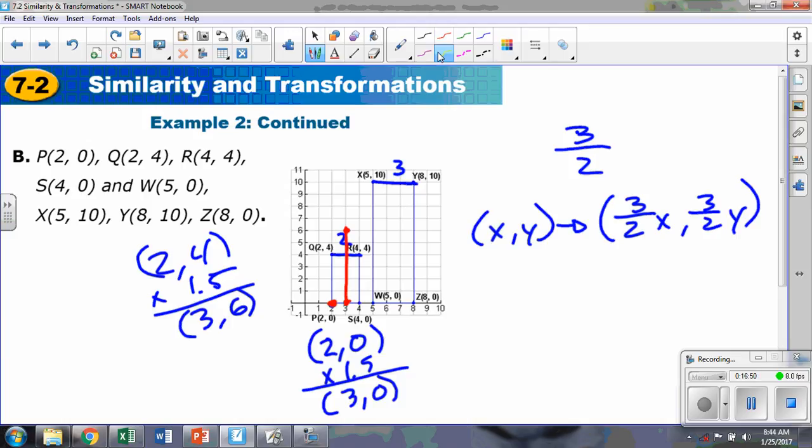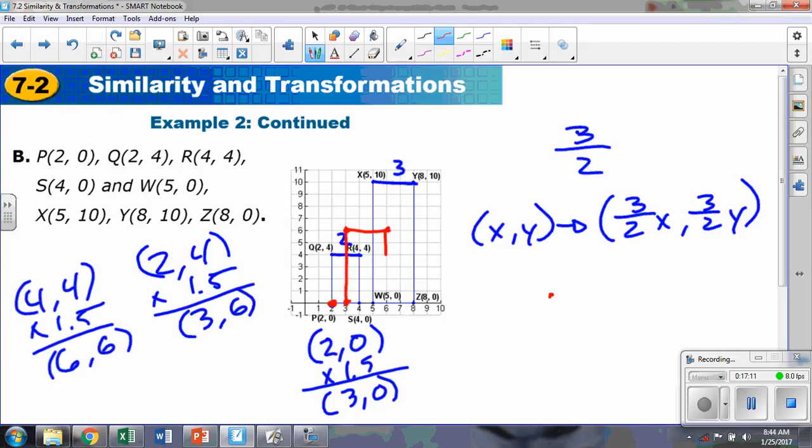Point R, 4, 4. If we multiply it by 1.5, we get 6, 6. So 6, 6. And of course, since we're talking about a rectangle, there. What we're seeing, the original shape here in yellow, based on the scale factor, turns it into the red.